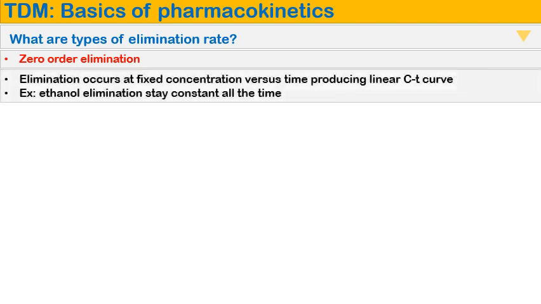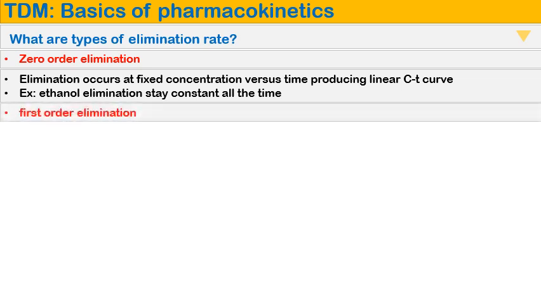For zero order elimination, elimination occurs at a fixed rate, meaning at any time the drug is cleared from the body at a fixed amount, for example 50 milligram per hour, at any time. For example, ethanol elimination stays constant all the time. Another rate of elimination is the first order elimination.